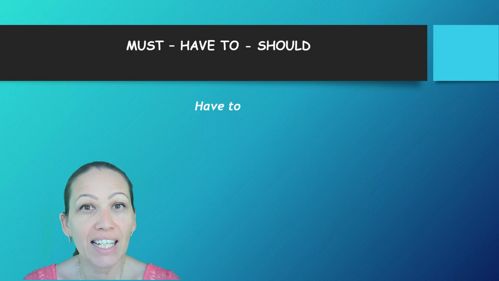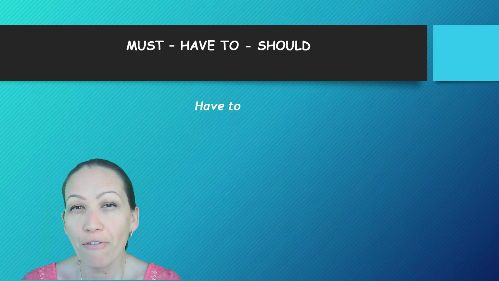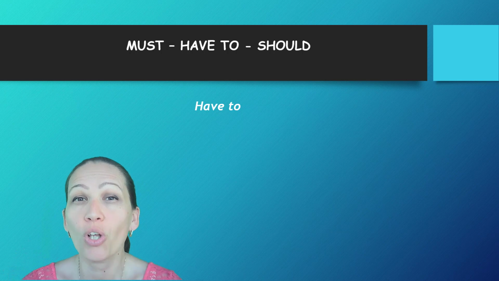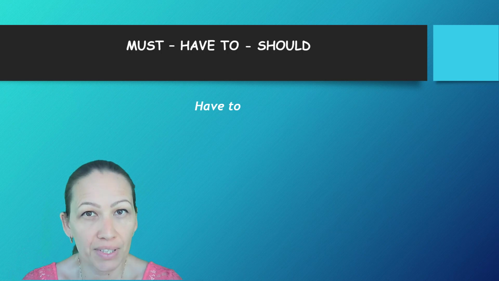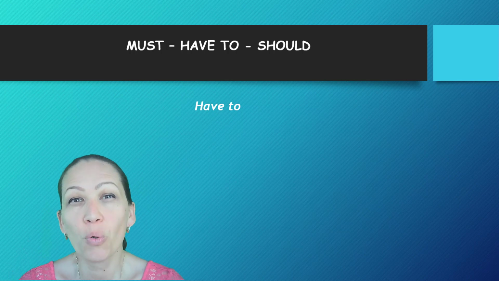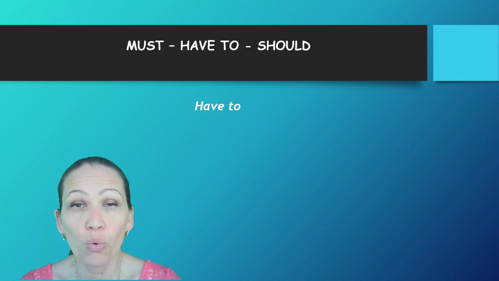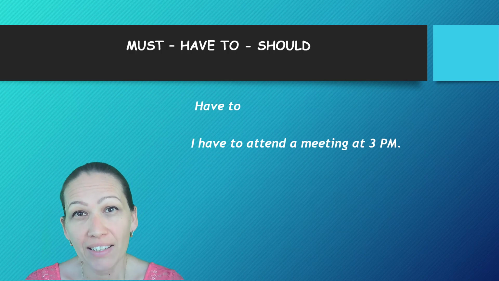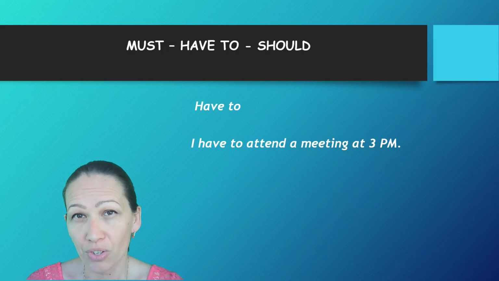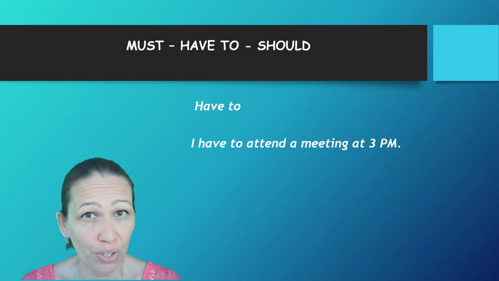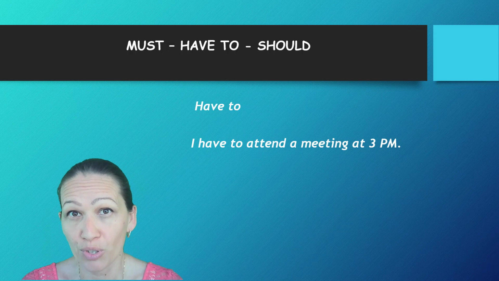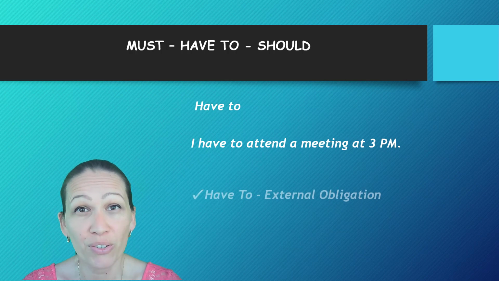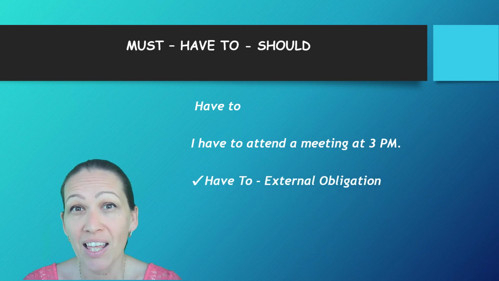The next word is have to. We use have to express external obligations or requirements. When something is imposed by external circumstances or authorities. For instance, I have to attend a meeting at 3 p.m. It doesn't matter if I want to do it or not, but I have to do it because my boss told me to do so. So here we're talking about external circumstances that don't depend on us.